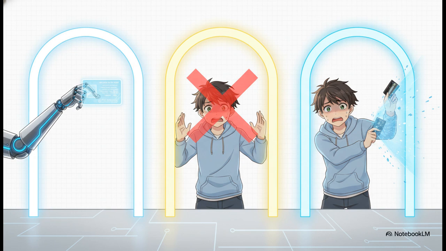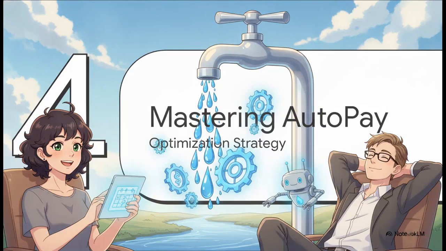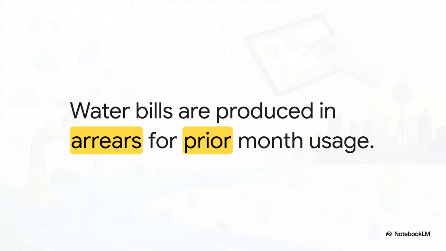It's incredibly vital to understand these nuances so you aren't scrambling to find your driver's license on the day your bill is due. Let's dive into Section 4, mastering autopay and billing, which is really your optimization strategy. It's time to transition from manual chores to those sweet set-it-and-forget-it strategies.